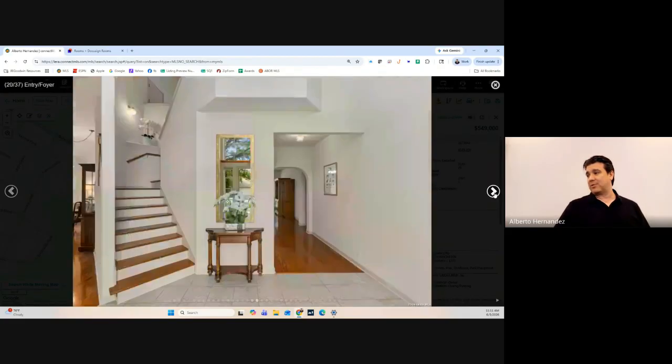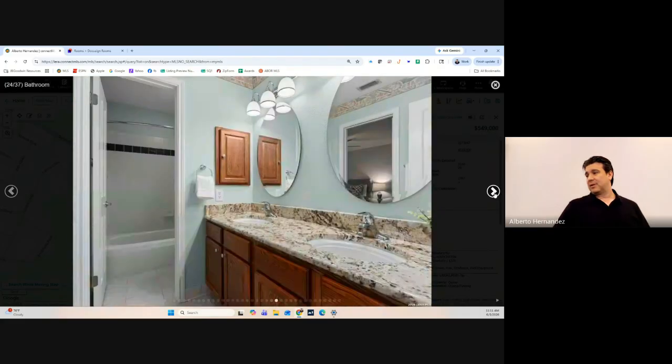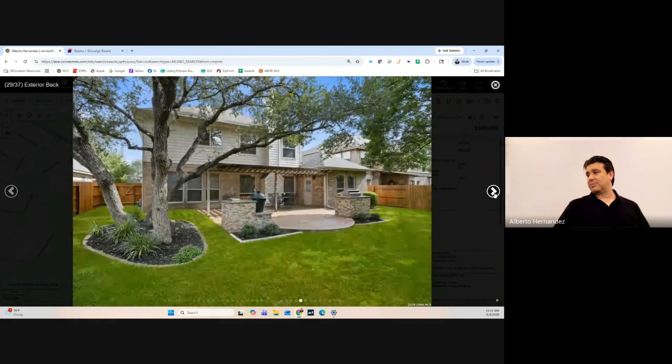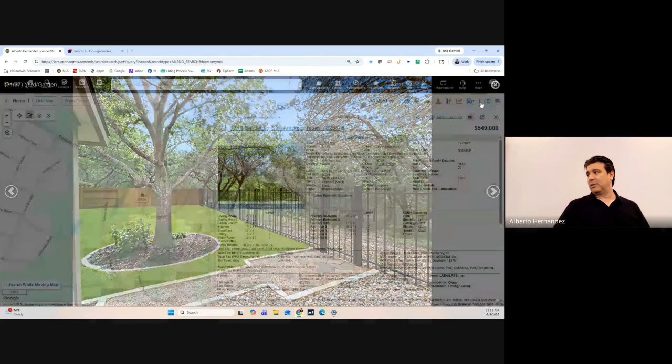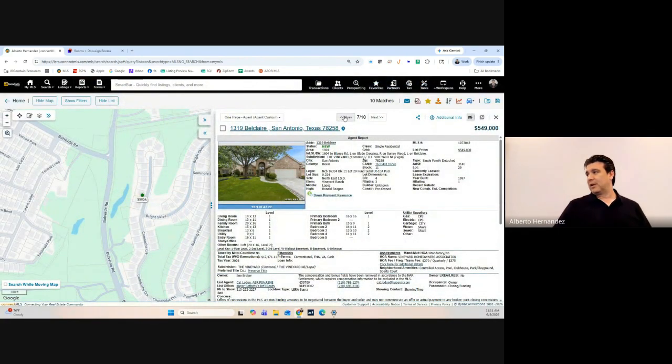Updated the master bathroom. That's nice. Nice backyard, little pergola in the back. Yep, they'll get that price all day long. Heck, I have a client who might want to look at that.